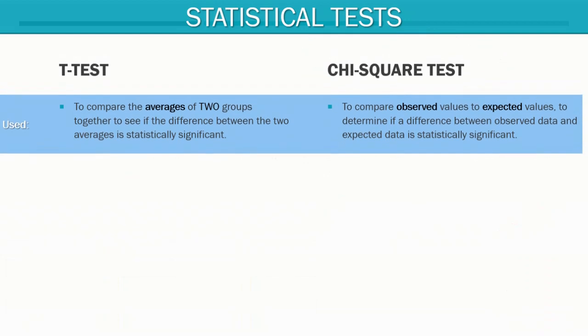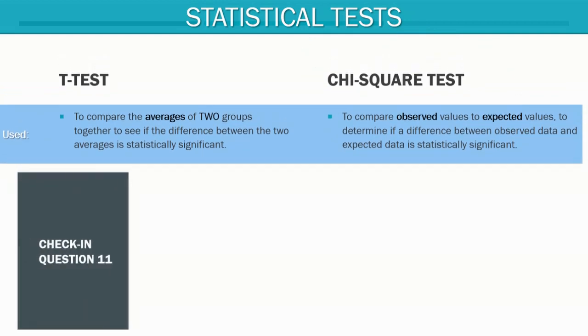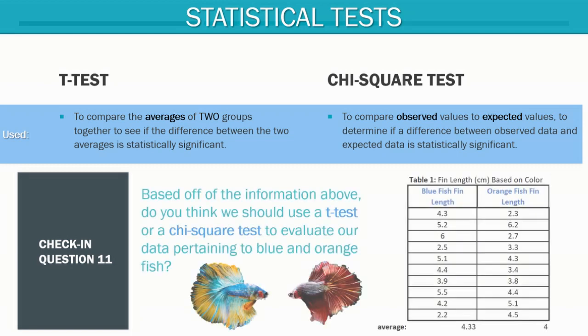So circling back, all right, and this is check-in number 11, mind you. So circling back, based off of the information that you see above, do you think we should use a t-test or a chi-square test to evaluate our data pertaining to bluefish and orangefish fin length?